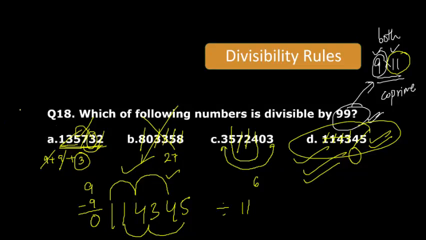So whenever you have this kind of question, to find the number which is divisible by this, you can try to break it into two numbers which are co-prime and you can apply their rules. Tell me what will be the rule of 36?